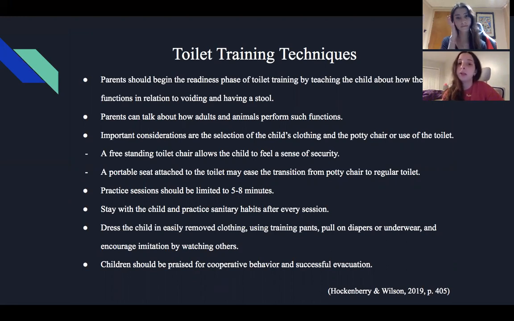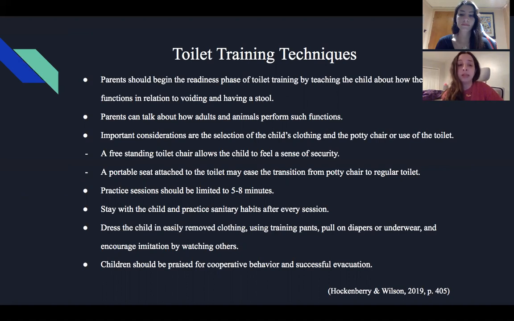And important considerations are the selection of the child's clothing and the potty chair or use of the toilet. So different things can make it easier for the child to go to the toilet. So a freestanding toilet chair can allow the child to feel a sense of security. And then a portable seat attached to the toilet may ease the transition from potty chair to a regular toilet. Practice sessions should be limited to 5 to 8 minutes. You don't want the child to be on the toilet for too long and get tired or bored of using it. This could lead to them being uninterested in wanting to learn.